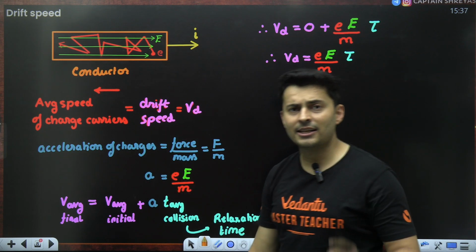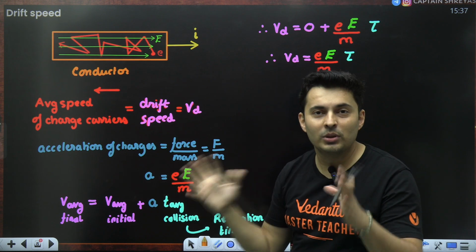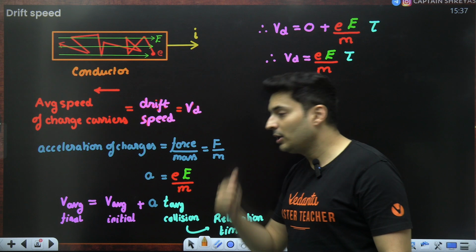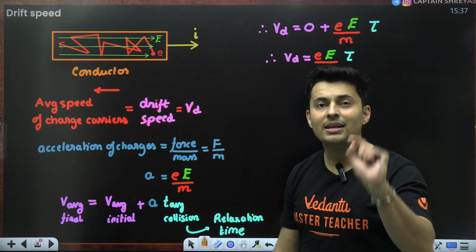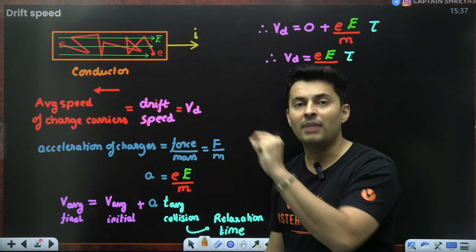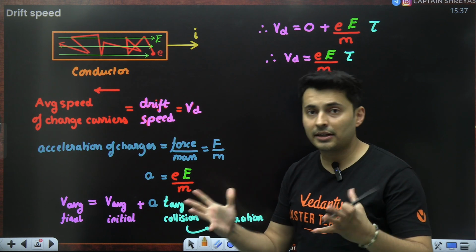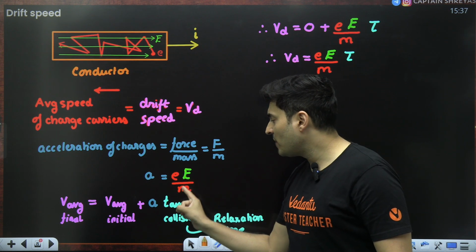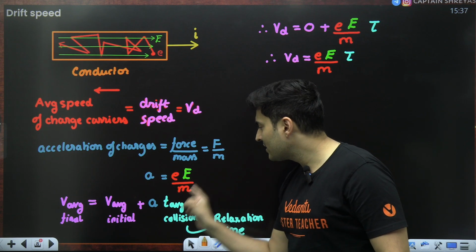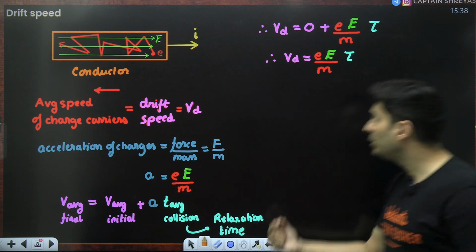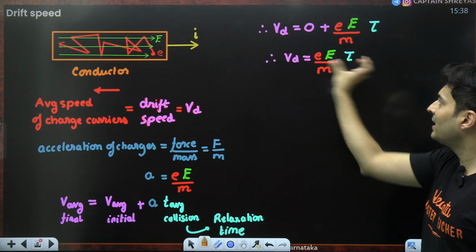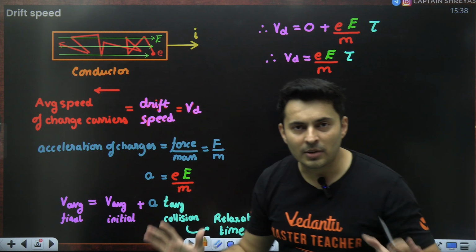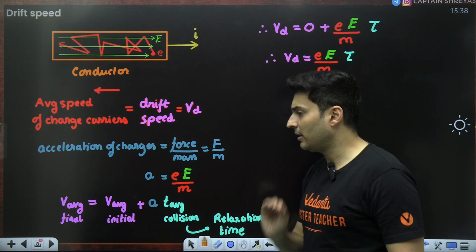Next, what about the acceleration? Acceleration is given by force by mass, Newton's law. What is the force on a charged particle inside an electric field? It is charge into the electric field. Charge is the charge of the electron e, which has the value of 1.6 into 10 to the power minus 19 coulombs. E is the electric field expressed in newton per coulomb or volt per meter. What is m? Mass of the electron. So force by mass, force is e into E, charge into field, and the mass is there as it is. So we can substitute this acceleration right over here. 0 plus anything is that number. So drift speed is eE by m into the relaxation time. That's the drift speed formula. I hope everybody understood this point till here.